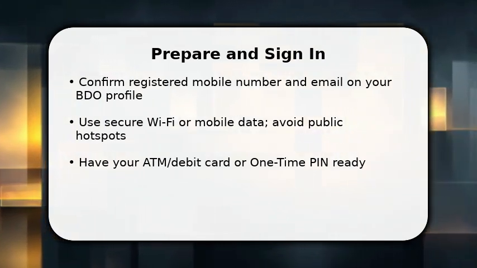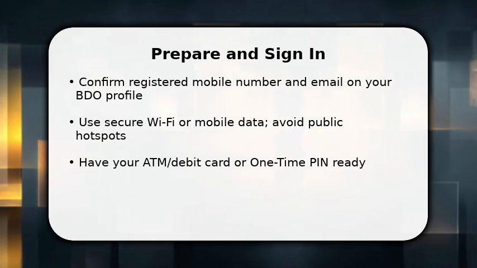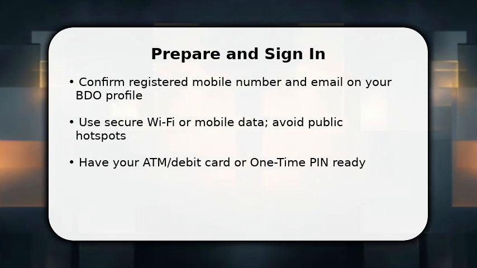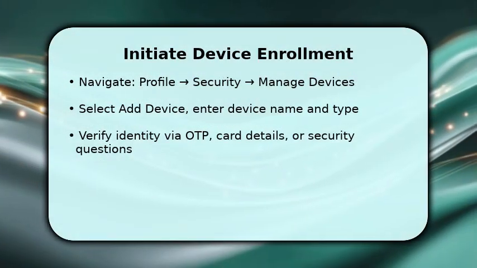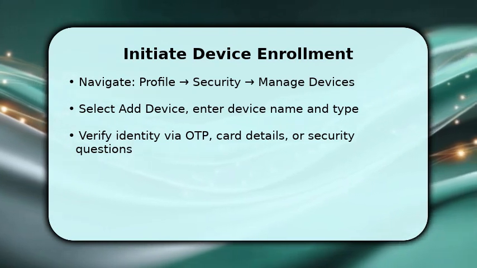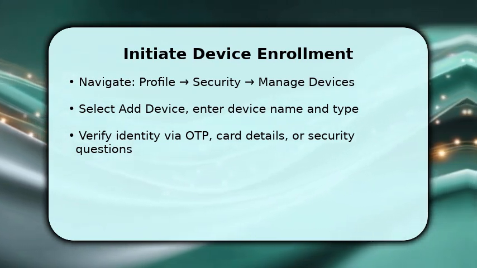Open the BDO web portal or app, then go directly to your profile or security settings to begin adding a new device. Once in security settings, choose Manage Devices and tap Add Device. You're telling the bank to trust this specific phone or computer.